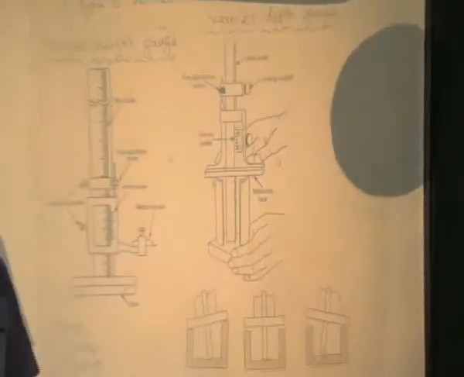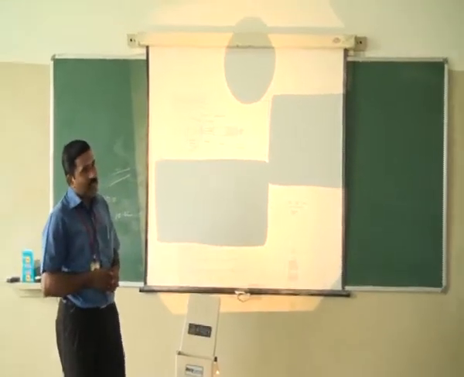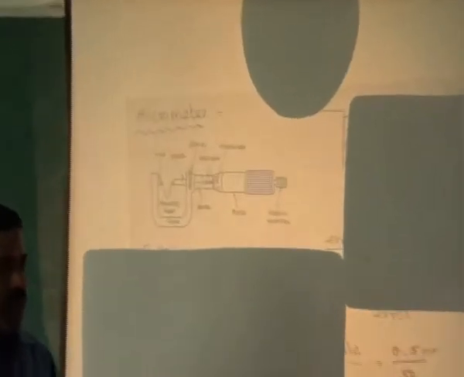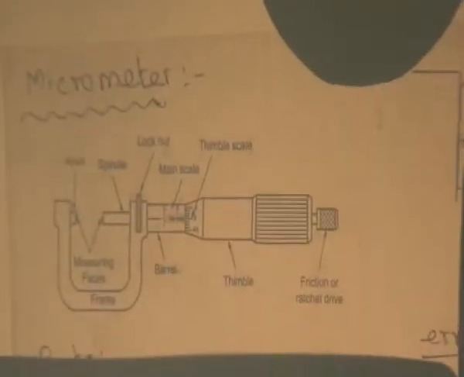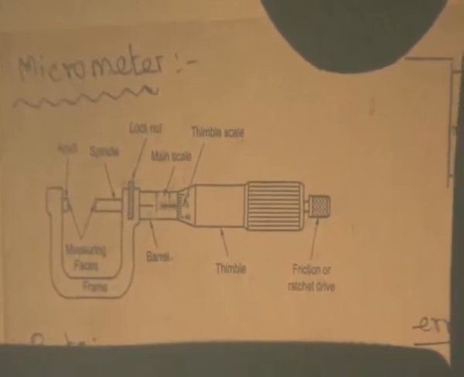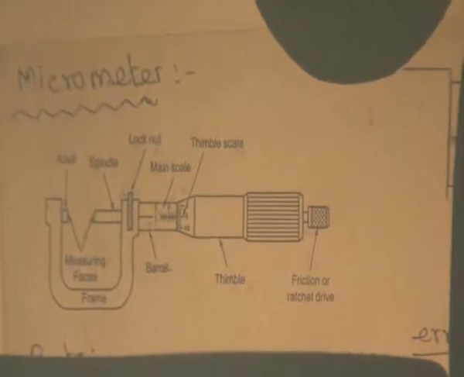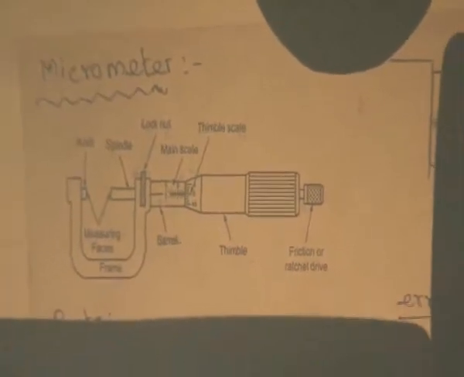And then the next linear measuring instrument is the micrometer. Normally in the vernier caliper, the least count is 0.02. In this one the least count is 0.01. So the accuracy is more compared with the vernier caliper.